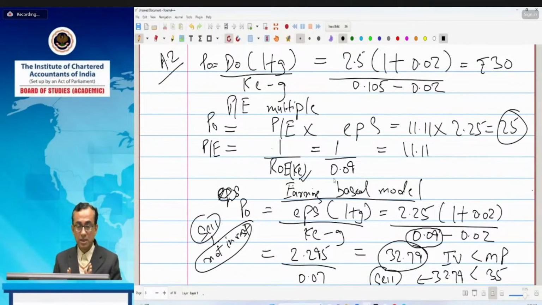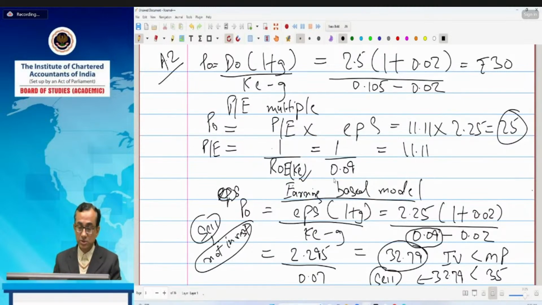And by putting the figures into the formula, we have calculated rupees 25 as the P0. This 25 P0 is less than the current market price per share. Therefore, we can conclude that the company is overvalued and it is time to sell.